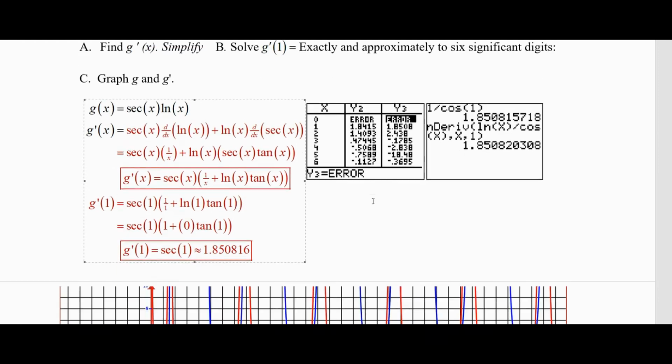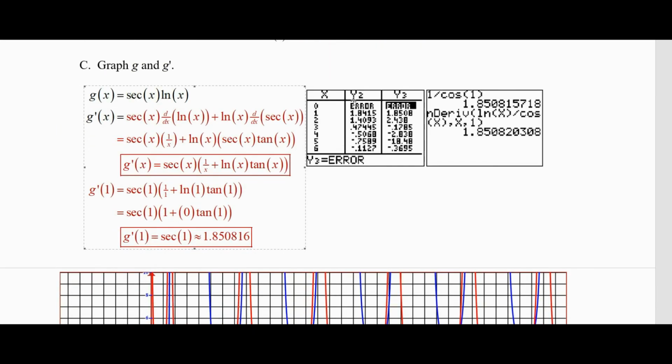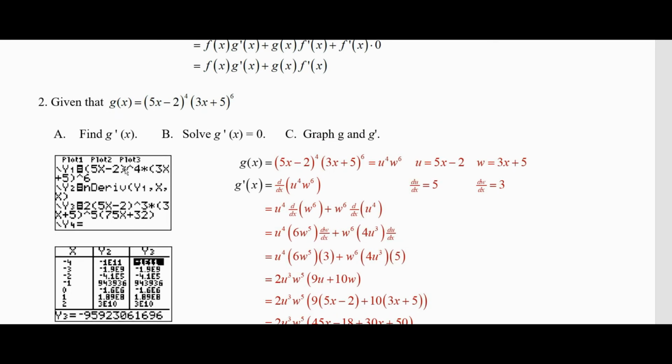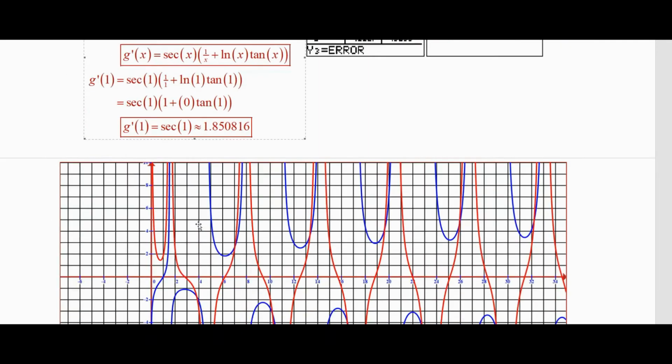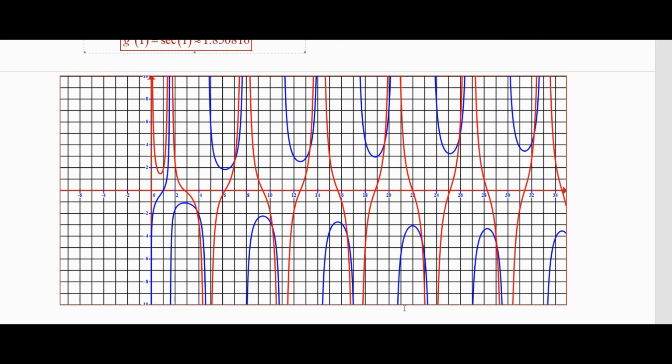Here I put in, looks like I don't have the other calculator screen, but I did the same thing up here that I did up here. I just replaced y1 with the original function and y3 with my derivative function here, and it looks like they are checking out. And once again, right there is the evaluating at 1. And here's what they look like.